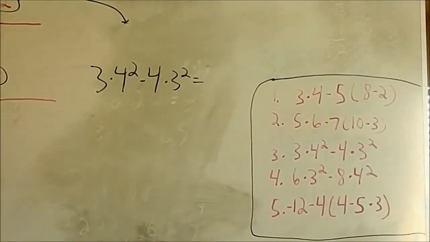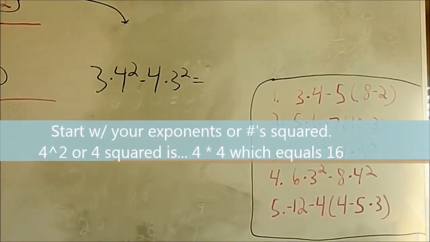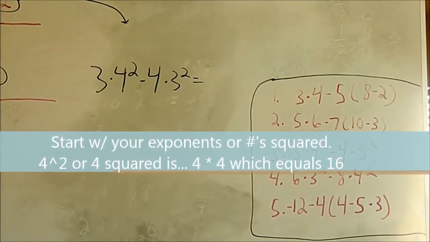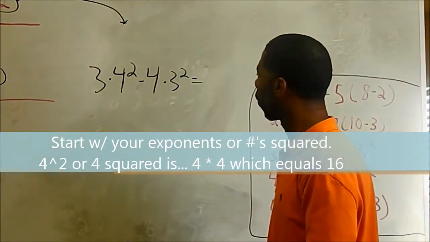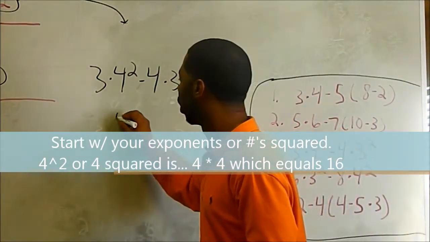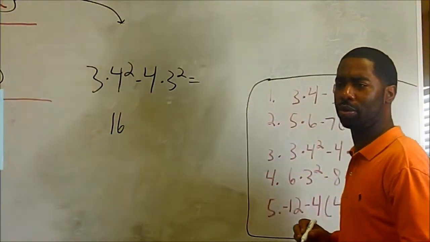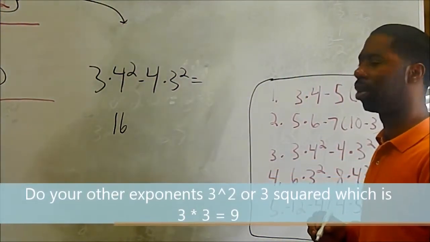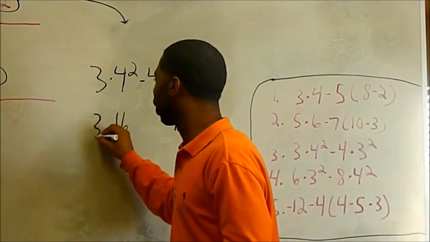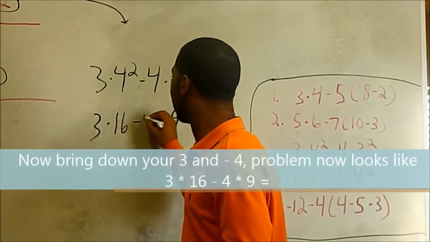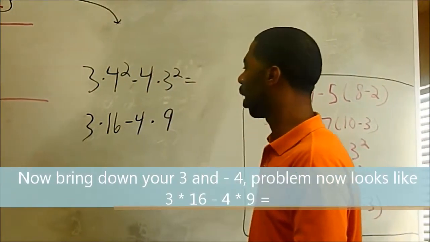How do we do that? Exponent 4 squared. And here's the most important thing. When you get these problems, especially when they're long and lengthy and look confusing, we never try to do the whole thing at once. Just attack it one thing at a time. The first thing you do is your exponent, right? Because that comes in our order of operations. So 4 squared is what? 16. Bring your 16 down here. Do you see something else you can do? Your other exponent. And what's that? 9. 3 squared is 9. Now, I bring down my 3 times 16 minus 4 times 9. What do I do now?